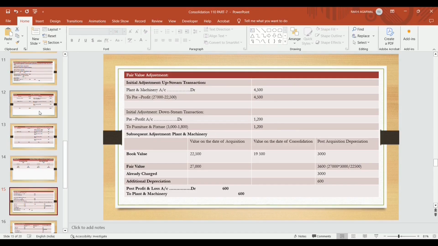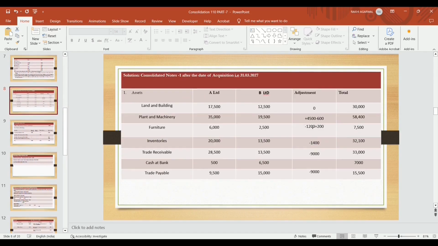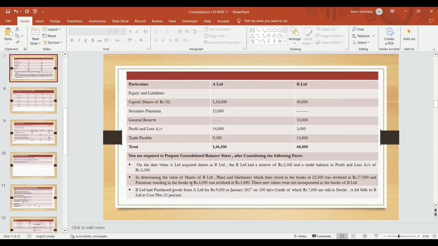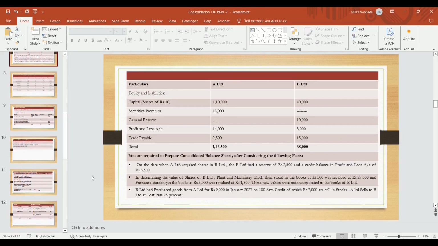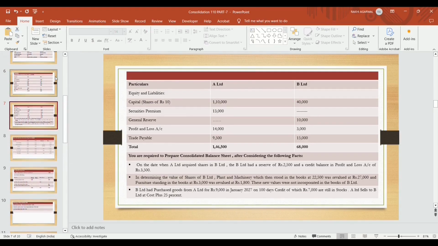This 4,500 is adjusted in the consolidated financial statements. So 4,500 increases the fair value of plant machineries and reduces the value of furniture by 1,200. This is the initial adjustment, that is at the time of acquisition. Now after acquisition, at the time of making the consolidated financials, we have to make a depreciation entry also.